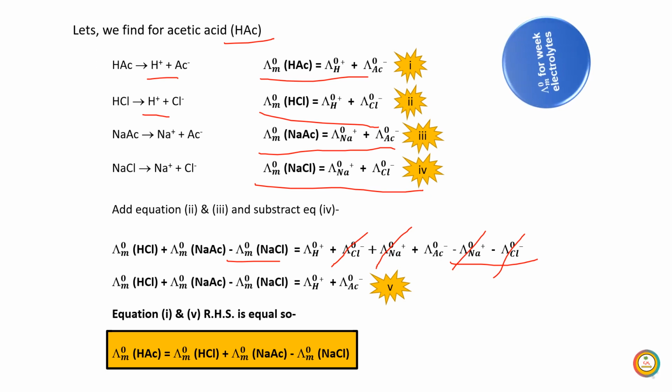So for lambda m, acetic acid is equal to lambda m HCl plus lambda m naught sodium acetate minus lambda m0 NaCl. So by this equation, we can easily find out, for a weak electrolyte like acetic acid, the molar conductivity at infinite dilution or zero concentration.